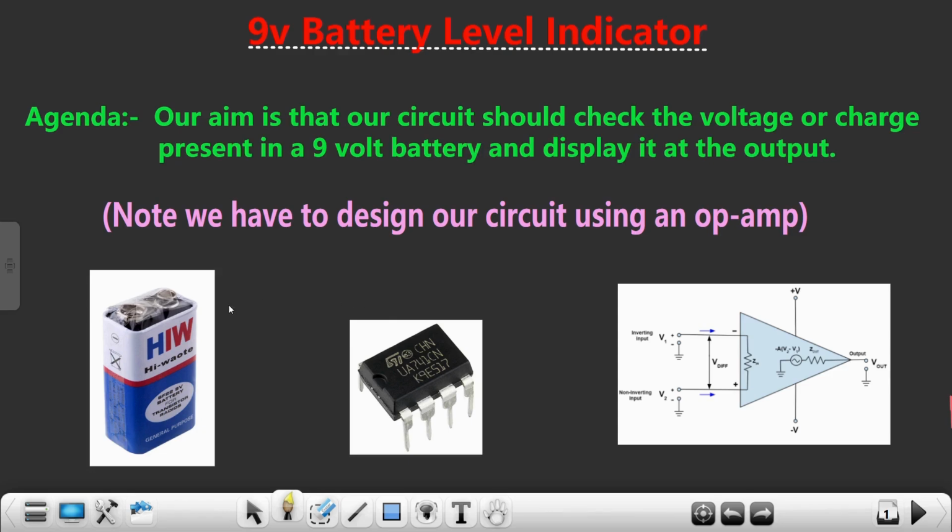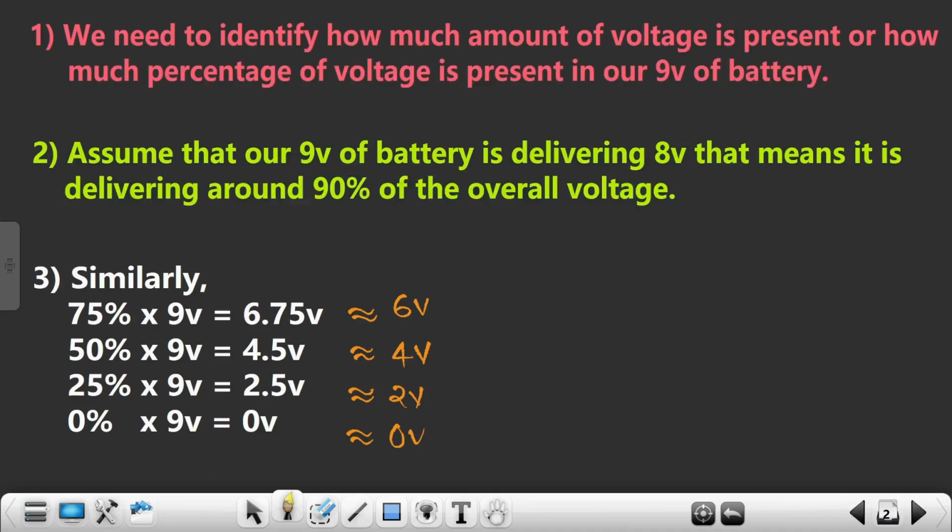Since, as the name suggests, we are dealing with a 9 volt battery level indicator, for that very purpose we will use a 9 volt battery, and strictly we are going to use opamp, right? This is how the internal structure of opamp looks. Great. Now let's proceed further and try to decode this particular agenda in a detailed way.